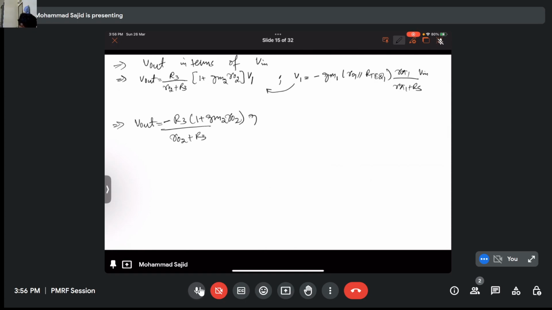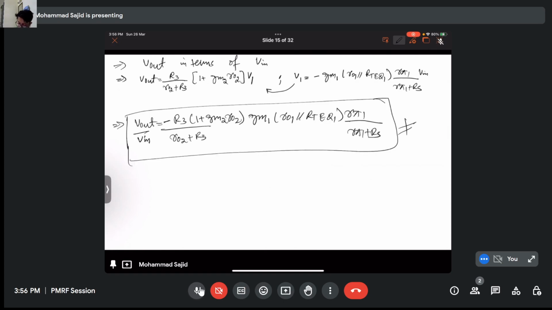That is G1 R naught 1 parallel R EQ1, R pi 1 divided by R pi 1 plus RS. So this is my total gain. Please do substitute the values and post the answers.